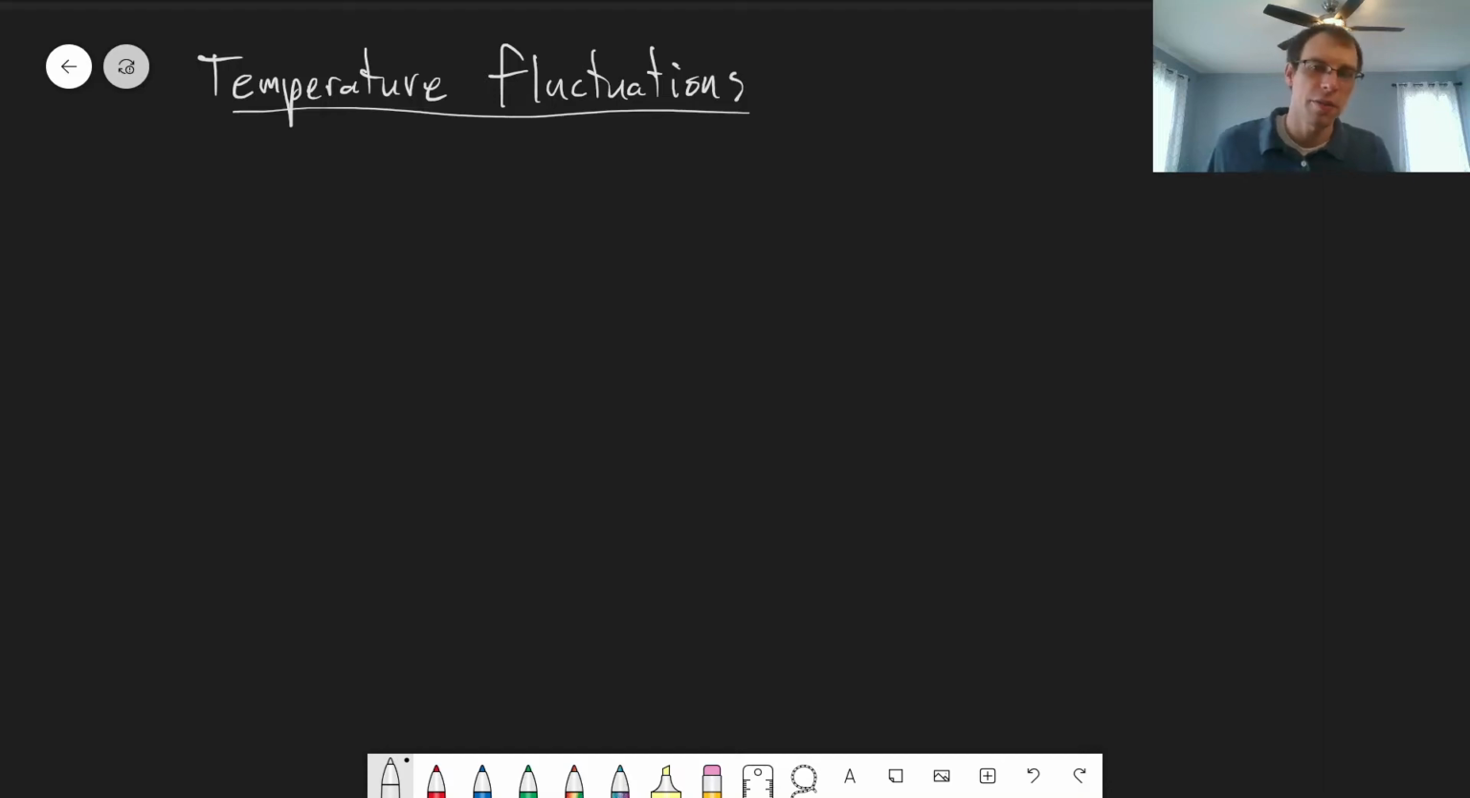In this video, the other temperature effect we're going to be looking at is the effect of temperature fluctuations and how this would affect absorption versus emission spectroscopy.